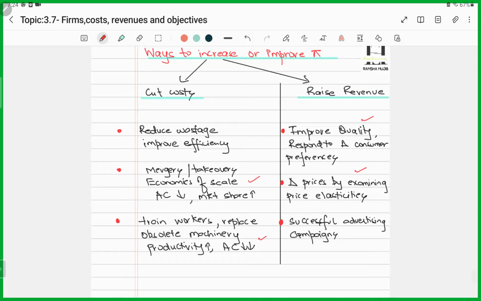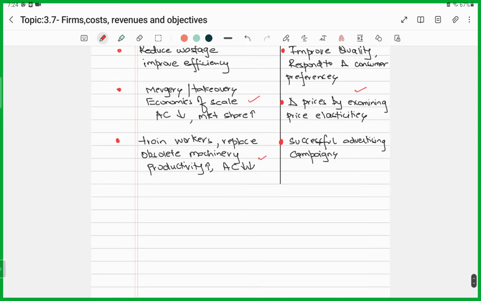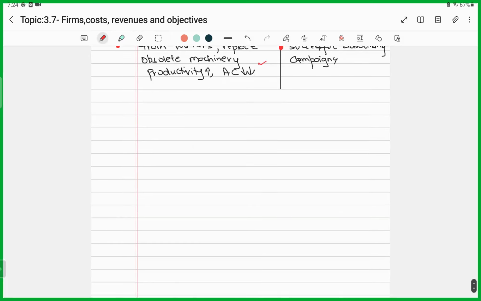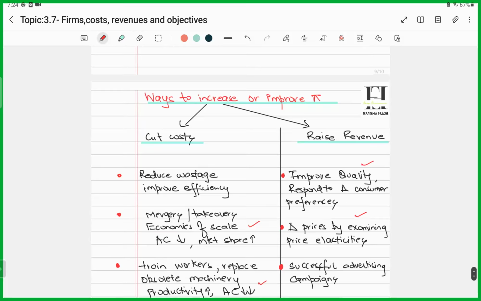Finally, it can go for successful advertising campaigns and highlight the positives it offers with its products and services in order to achieve a higher profitability level. All right, so this was what this topic was all about.